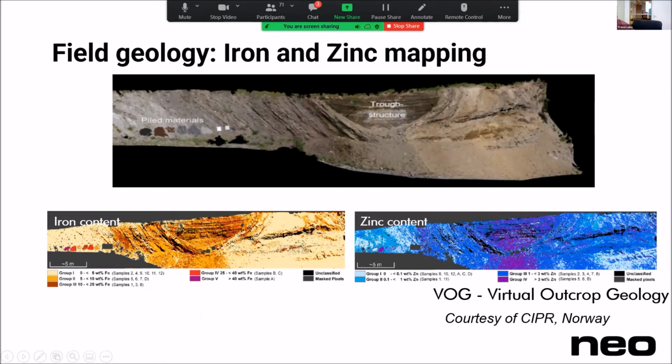Yeah, here is waste from mines. I think these piles here, where they are looking at iron and zinc mapping. Iron on the left here and zinc on the right.